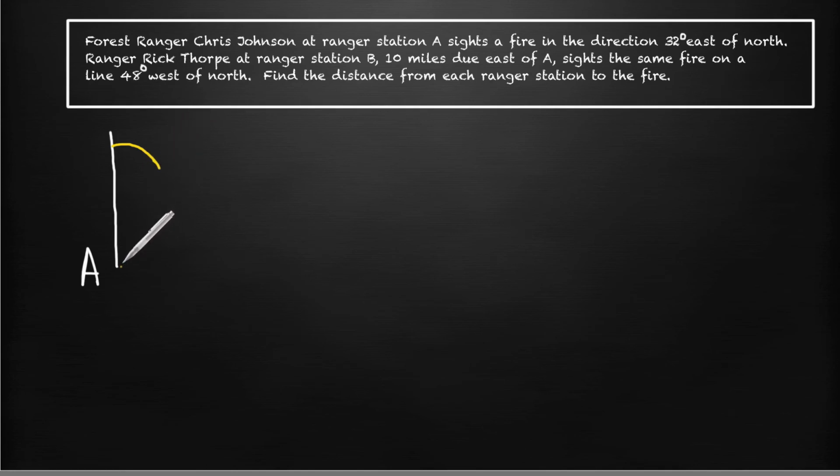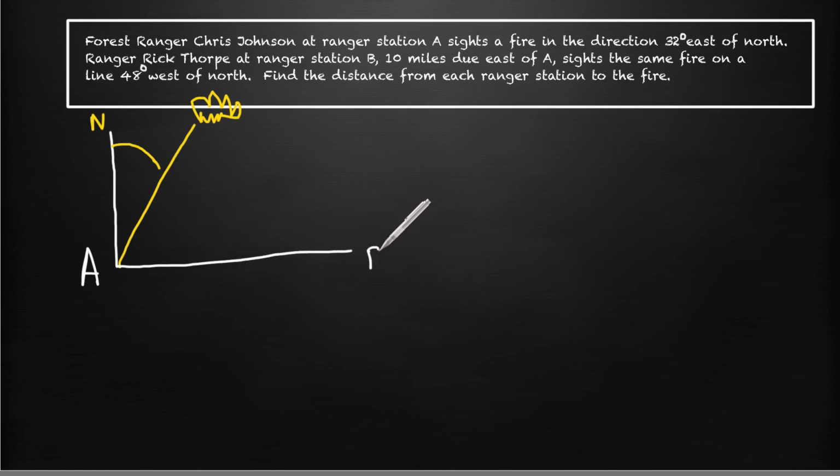So he sees a fire, and here is the fire. Don't laugh at my drawing, but there's the fire. All right, and so we'll call that north. And Ranger Rick Thorpe at Ranger Station B, which is 10 miles east of A. So here is Ranger Chris Johnson, and 10 miles down the road is Rick Thorpe. And so we know that these guys are 10 miles apart.